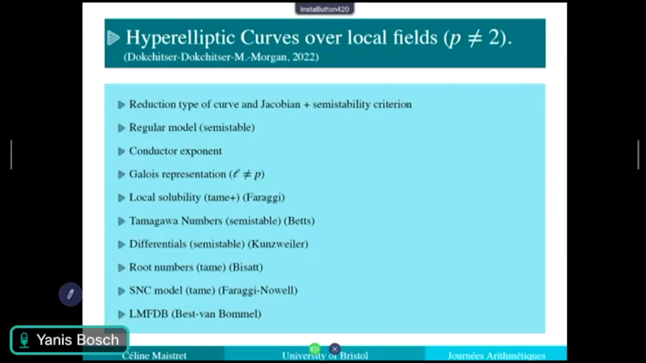The differentials as well, thanks to Kunzweiler when it's semi-stable. The root numbers, work of Bisatt when it's tame. And Faraggi-Nowell also gives you an explicit description of the strict normal crossing model from the cluster picture when it's tame. And Best and van Bommel have implemented this, and clusters now appear in the LMFDB.